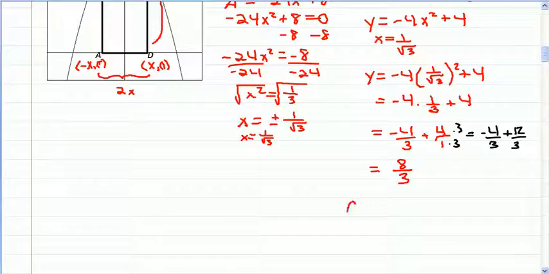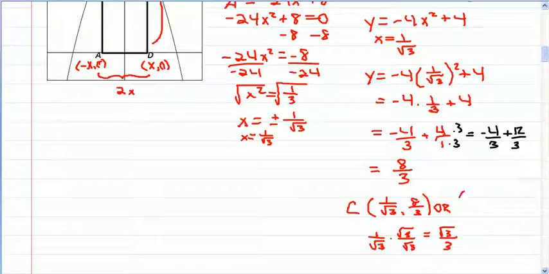So the value for C has the x-coordinate of 1 over the square root of 3, comma, 8 over 3, or you could rationalize 1 over square root of 3 by multiplying it by the square root of 3 over the square root of 3, which is the square root of 3 over 3, and this point can be written as the square root of 3 over 3, comma, 8 over 3.